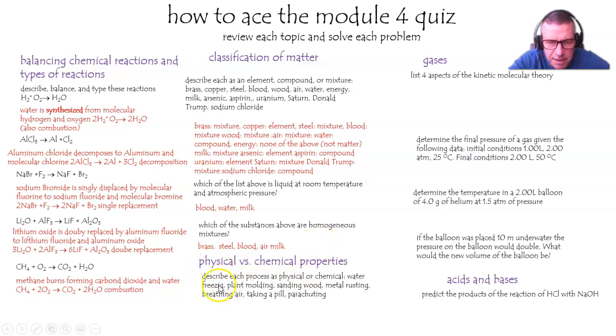Physical versus chemical properties: describe each of the processes above as physical or chemical. Water freezing, I would say that is just physical. It's still water. Plant molding, yes, new substances are formed. See how I'm checking for that? Sanding, no new substances are formed. You're just grinding it up. Metal rusting, yup, new substance would be, for example, iron oxide.